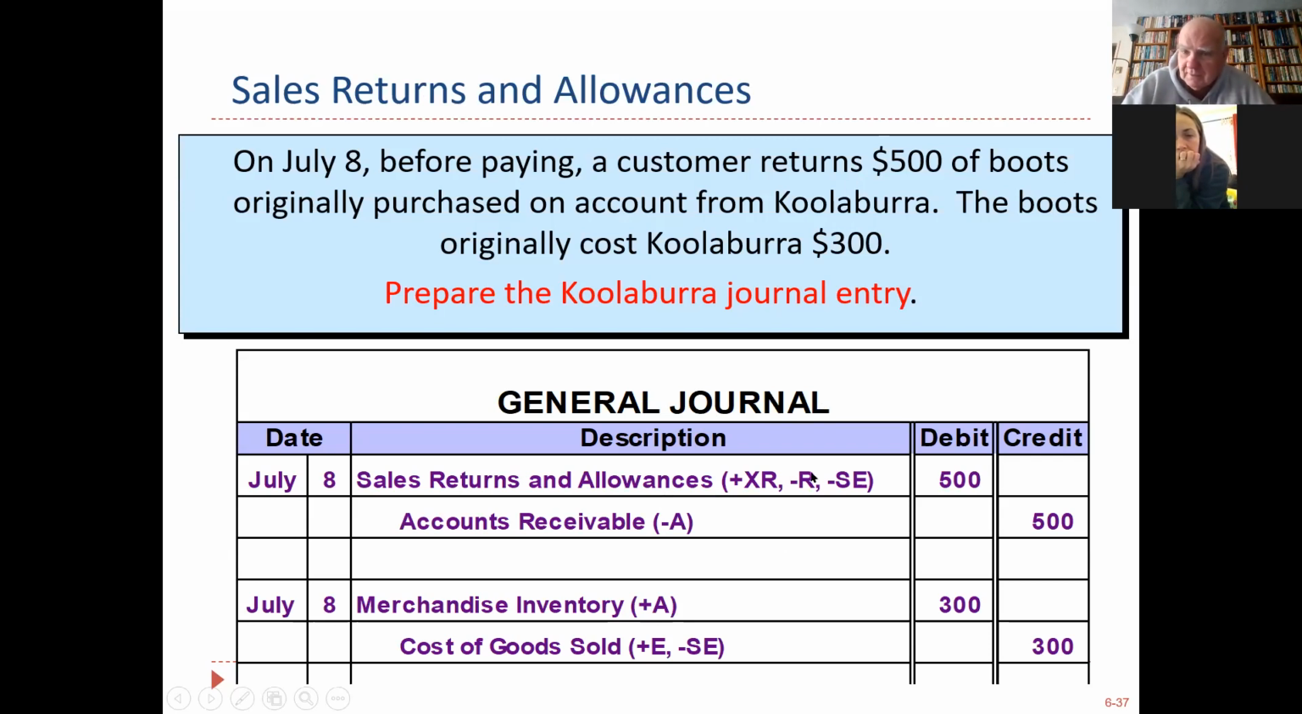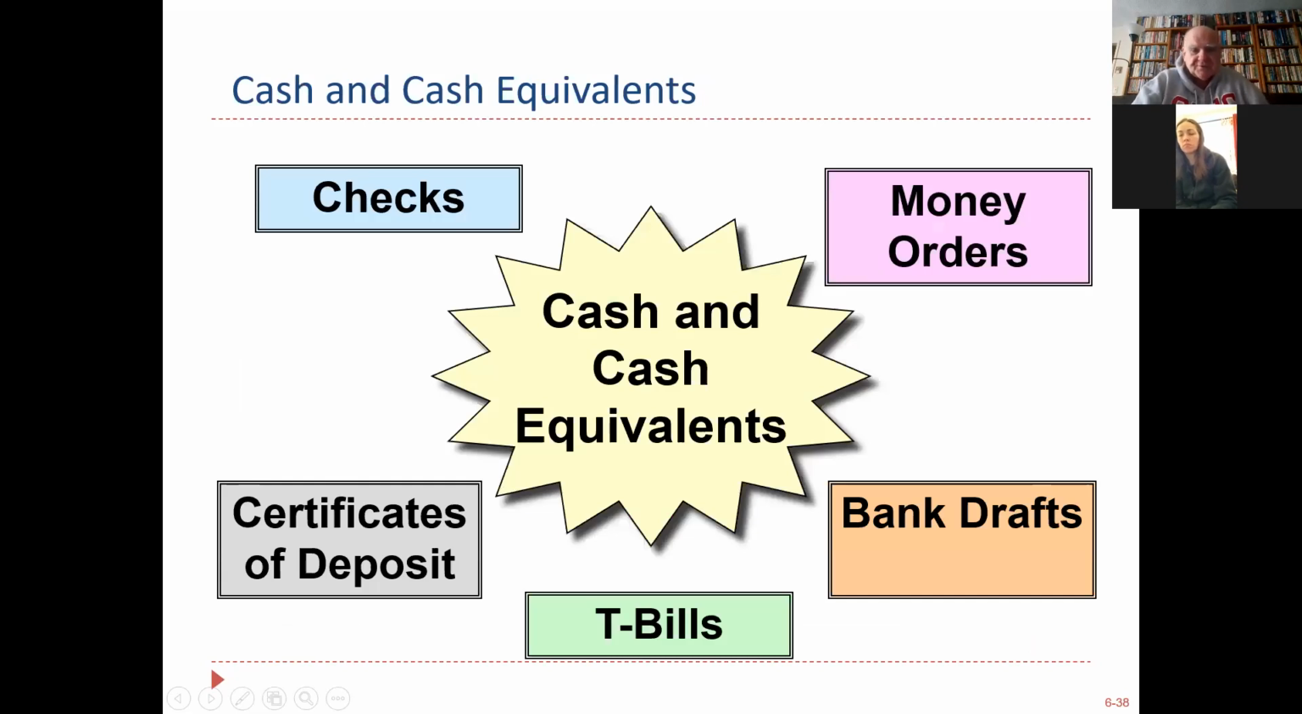$500 pair of boots. But we also must take the cost of those boots, put them back in the inventory, and credit cost of goods sold. So we're reversing, in other words, we're reversing the original entry when we sold it. The only difference is we're not going to debit sales because you just don't ever debit sales. Never.